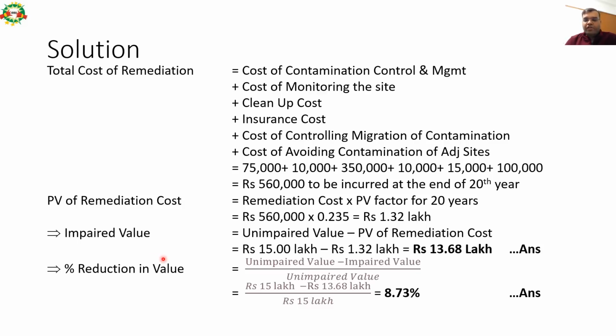That means impaired value of the property is equal to unimpaired value given in the question, 15 lakh rupees, minus present value of remediation cost, which we have got here. So this is the impaired value of the property, and answer to question number 1. Next question is percentage reduction in value. Since we have got unimpaired value of the property given in the question and the impaired value we have calculated, so unimpaired value minus impaired value divided by unimpaired value. So 8.73 is the reduction in value of the property due to contamination.